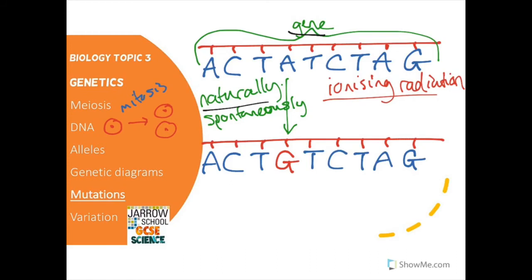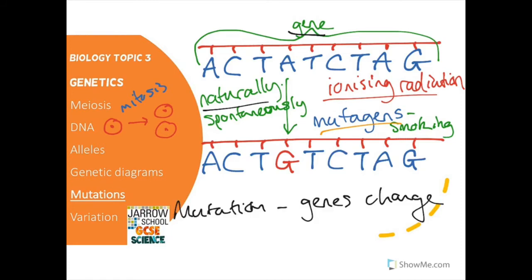Mutations can also happen because of ionizing radiation or mutagens, which are any chemical that can cause mutations, and these are found in things like cigarette smoke, in alcohol, in certain preservatives that are unnatural, and these can also be produced naturally in the body, but they can then lead to mutations.